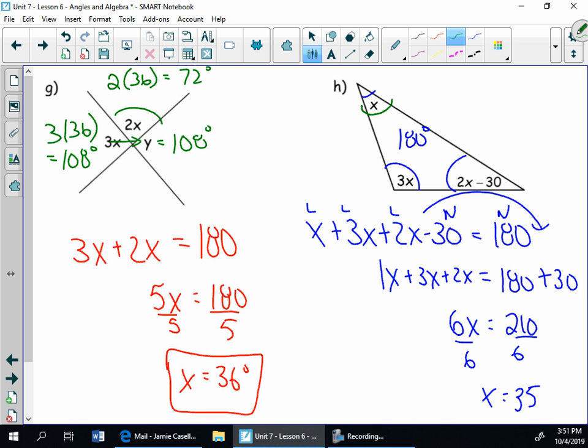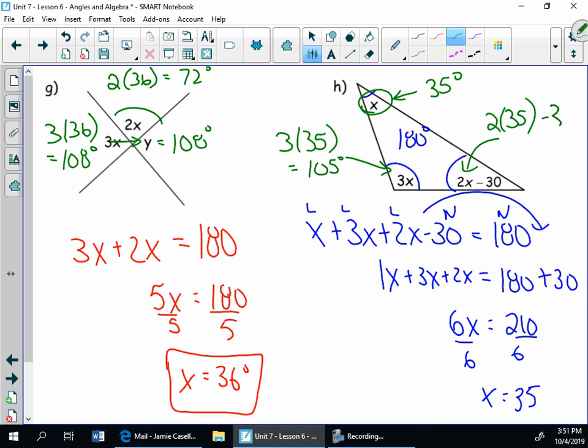And once I know x, I can go back to my diagram and figure out the missing angles. This is a nice one. How big is that angle? It's x, 35. This one's made up of 3 x's. 3 35s makes 105 degrees. And this one, I've got to do a little bit of math here. 2 35s, and then subtract 30. So 70 minus 30, or in other words, 40 degrees. I found some missing angles.